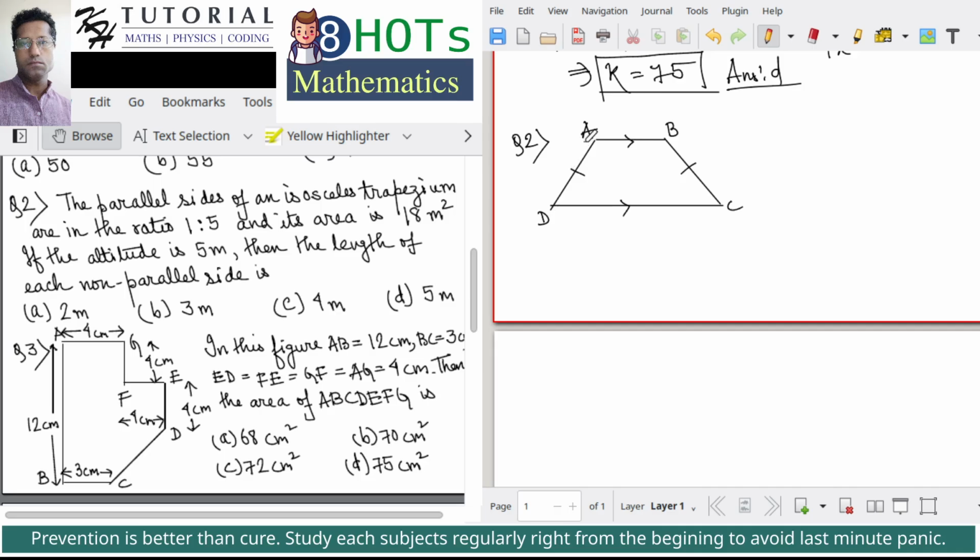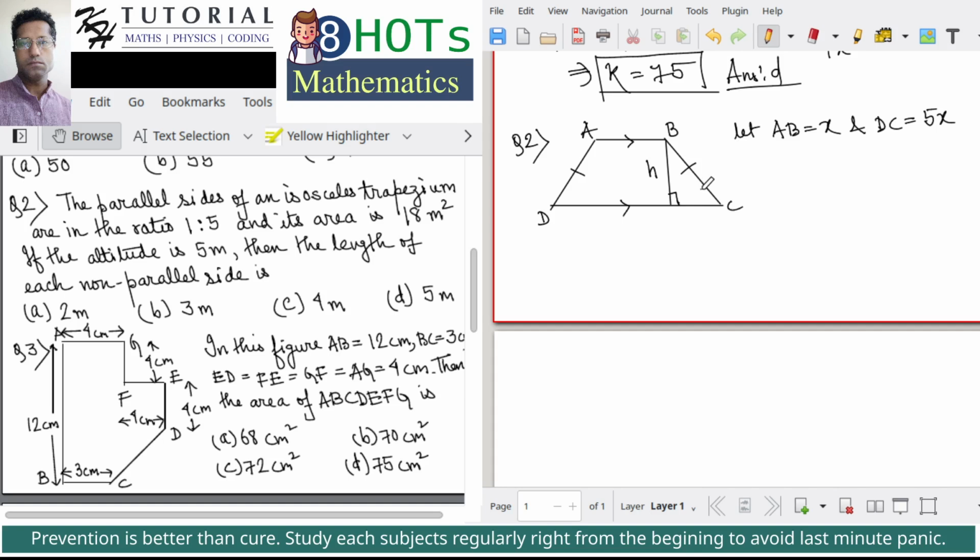The area of the trapezium is given, the ratio of the parallel sides is given, and the altitude is also given, 5 meter. Okay. So the altitude, as you know, if I drop a perpendicular from B on DC, this will be the altitude of the trapezium. Let its length be h. Okay. Now, since the ratio of the parallel sides is given to be 1:5, let AB be equal to x and DC will be equal to 5x, based on the concept of ratio and proportion.